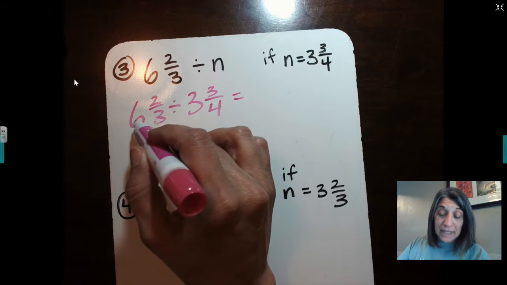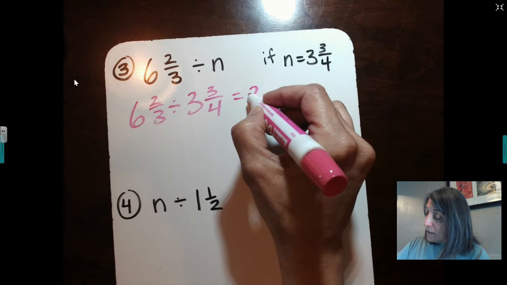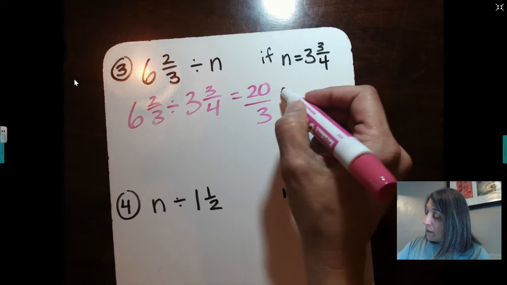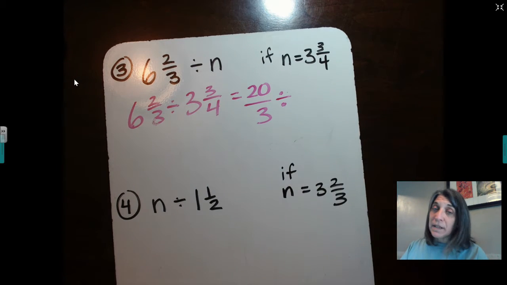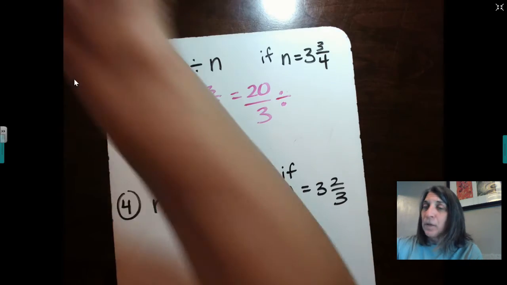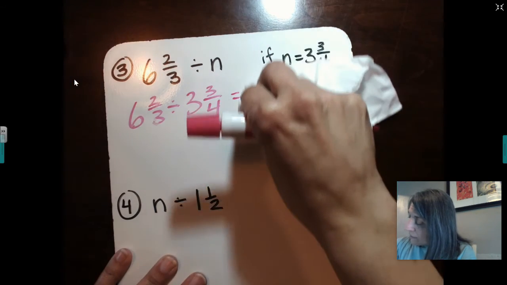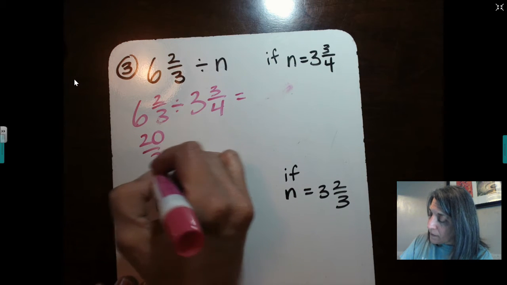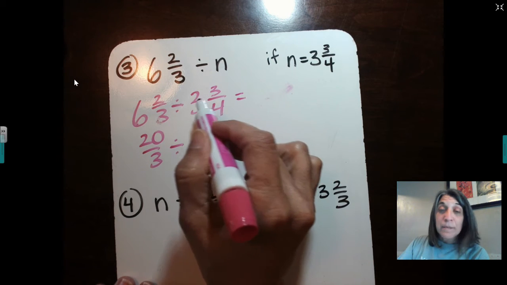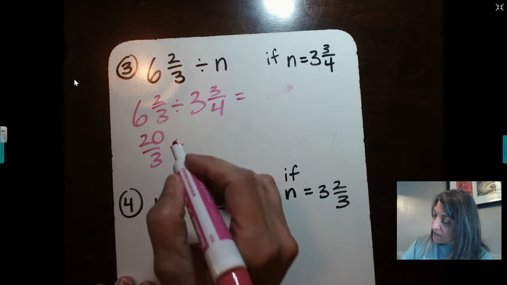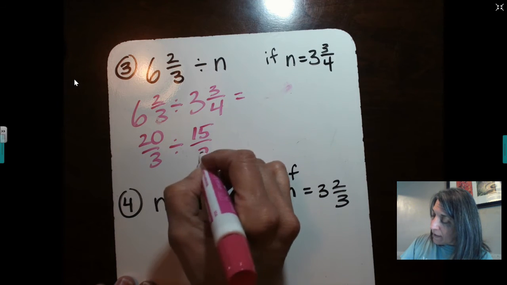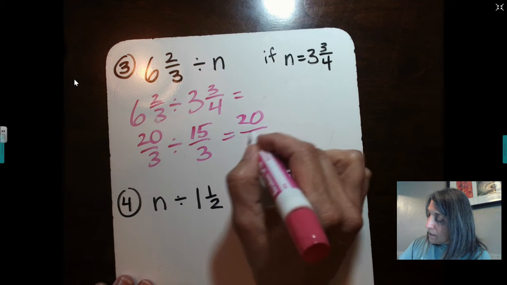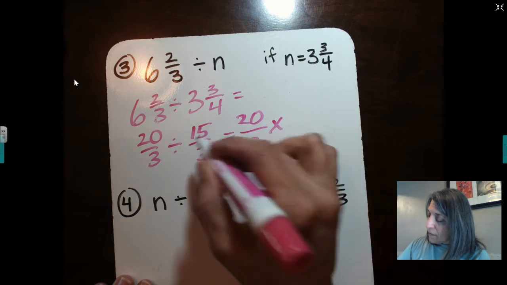So 6 times 3 is 18 and 2 more is 20. So now it's 20 over 3. Remember, you keep the same denominator. I'm going to leave it as division, and I'm going to write it below because I'm going to run out of space. 20 over 3 divided by 4 times 3 is 12 and 2 more is 15. Okay, now I'm going to do my keep, change, flip.